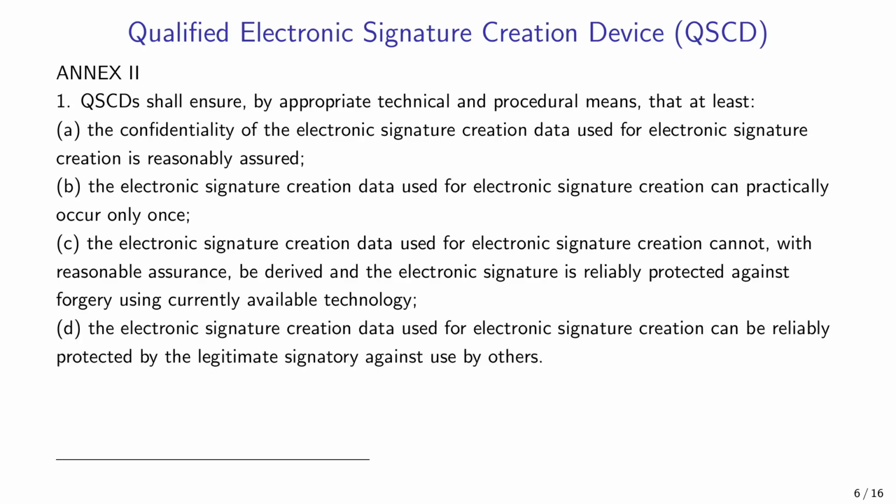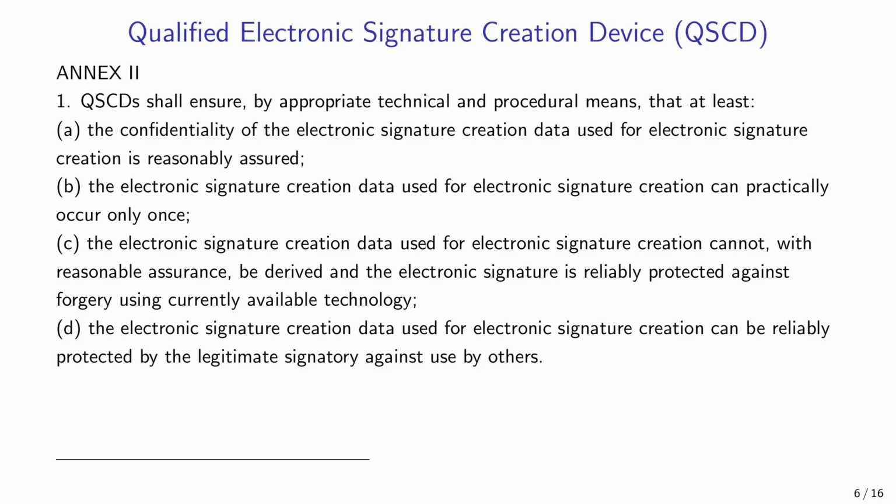D, the electronic signature creation data used for electronic signature creation can be reliably protected by the legitimate signatory against use by others. This requirement is usually achieved using the PIN code mechanism. Even if other persons have physical access to our ID card, without knowing the PIN codes, the signature creation data cannot be abused. As you see, the regulation tries to avoid using specific technical terms here. And this is done to provide flexibility in case some new technological solutions are invented.